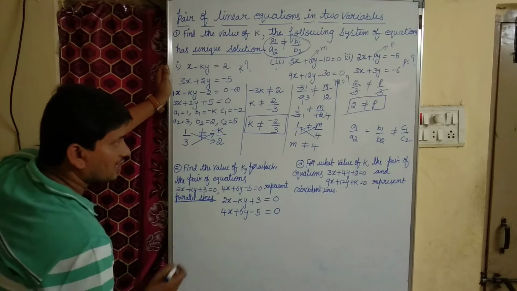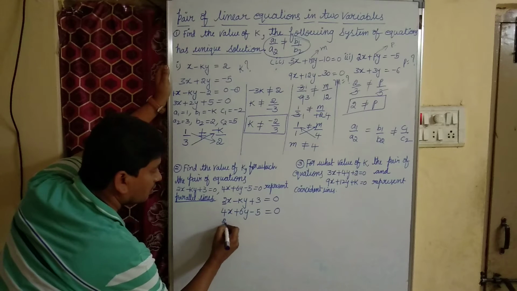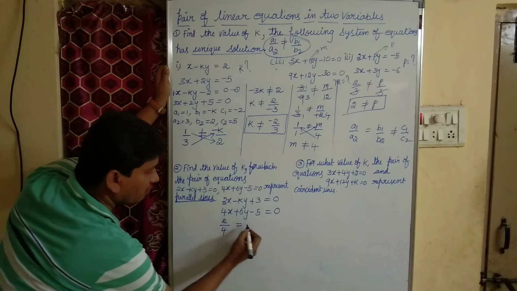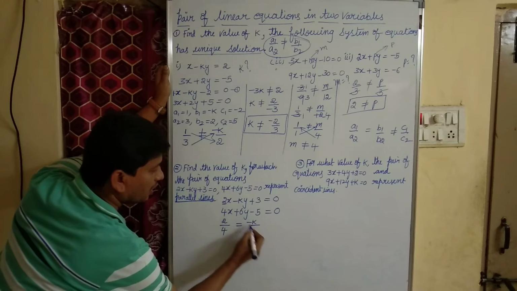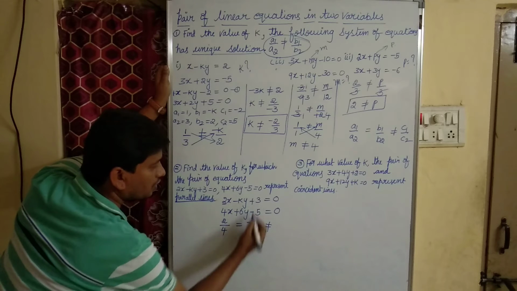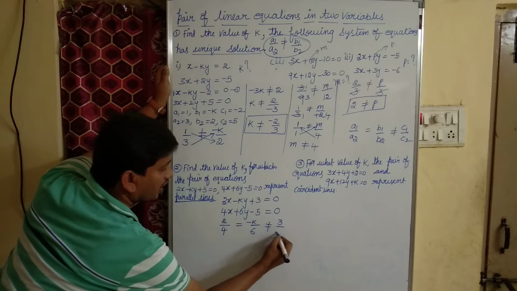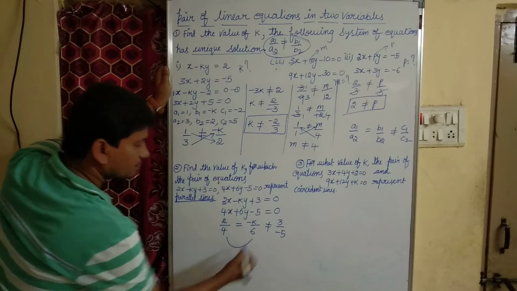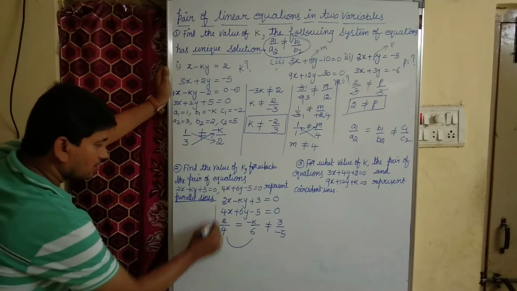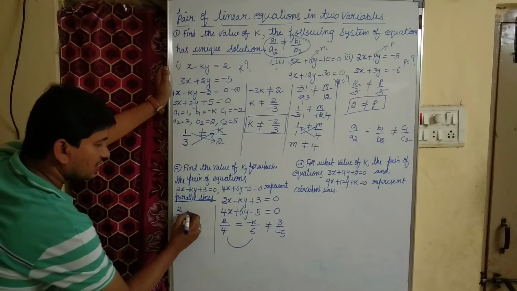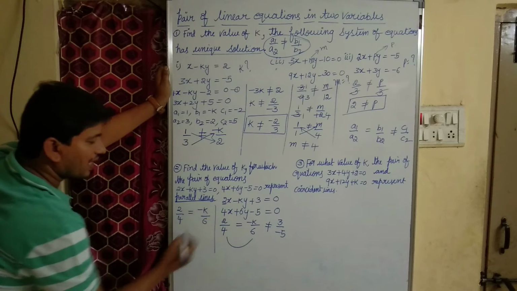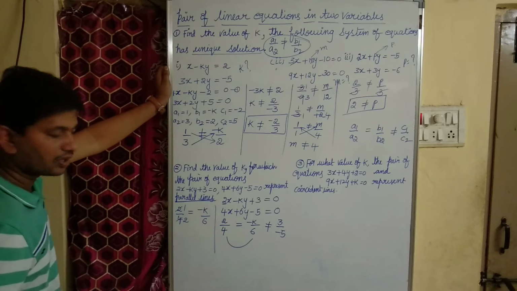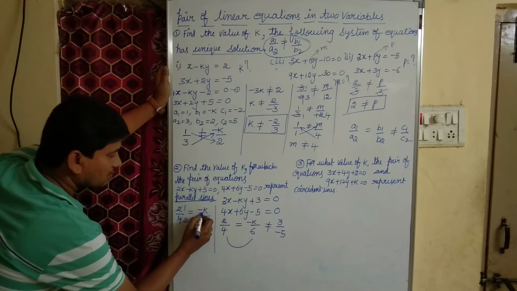Represents pair of parallel lines. So the condition for parallel lines is a1 by a2 is equal to, here b1 value is minus k and b2 value is 6, is not equal to c1 value is 3 and c2 value is minus 5. Okay. So let me equate these two. That is 2 by 4 is equal to minus k divided by 6. As 2 twos are 4, 2 ones are 2. Right? Now let us do cross multiplication.